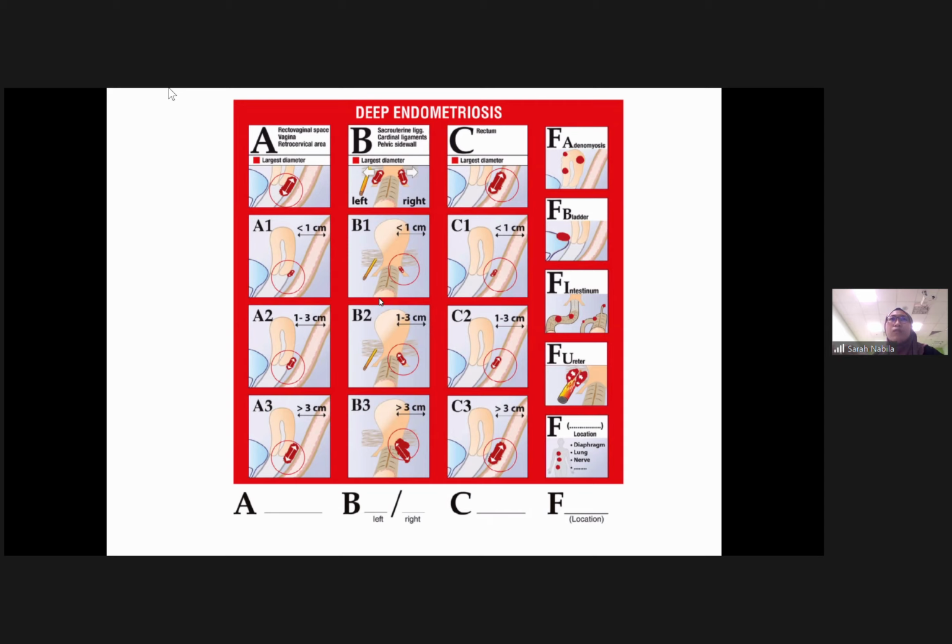Regarding deep endometriosis, the grading is similar to the peritoneum, ovary, and tubes previously. So it only has 1, 2, and 3, and the measurement of the lesion is similar. 1 is less than 1 centimeter, 2 is 1 to 3 centimeters, and 3 is more than 3 centimeters. This is applicable for all these 3 compartments. For the previous organs, peritoneum, ovary, and tubes, the measurement is slightly different.